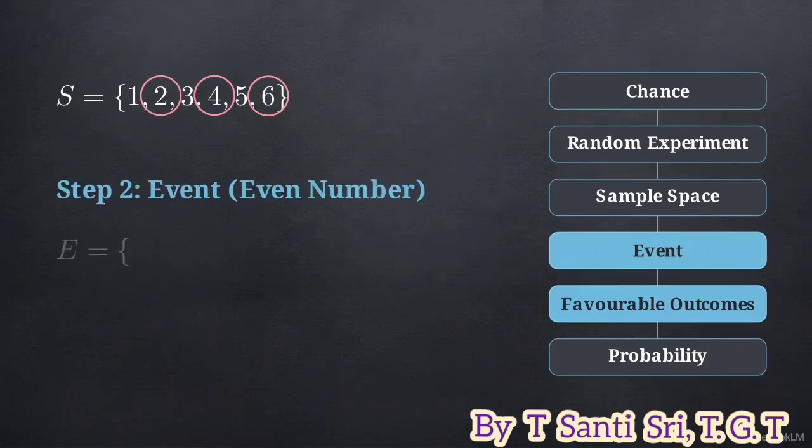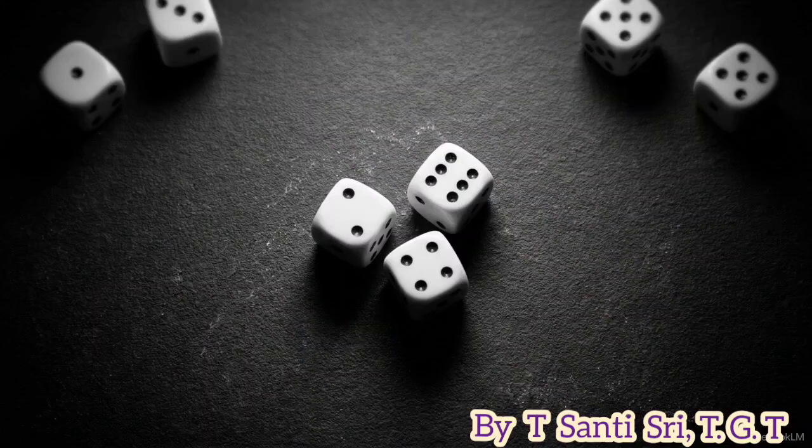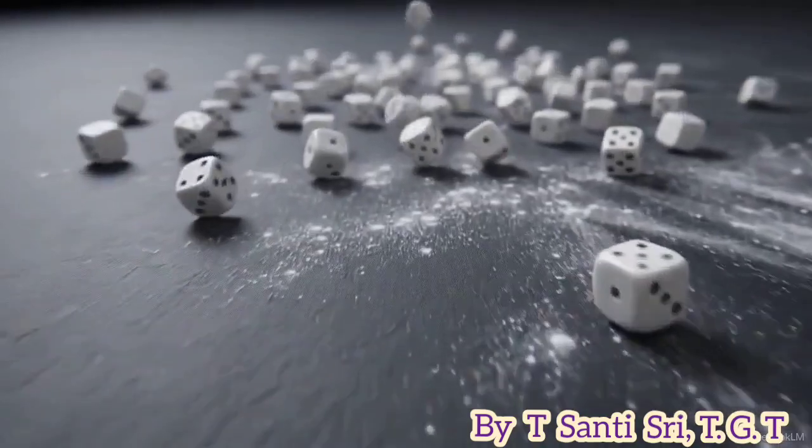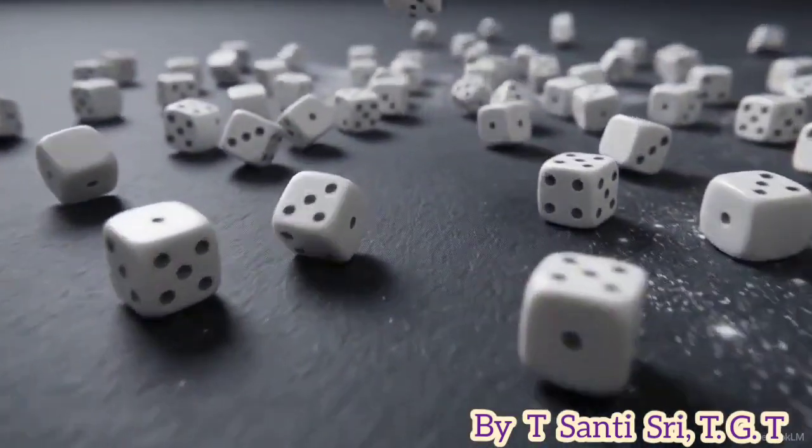Write Step 2, Event, and list those specific outcomes in their own brackets. Count the items in this new set as well. We have 3 favorable outcomes. We have now separated the relevant data from the rest of the sample space, giving us the variables we need for our formula.